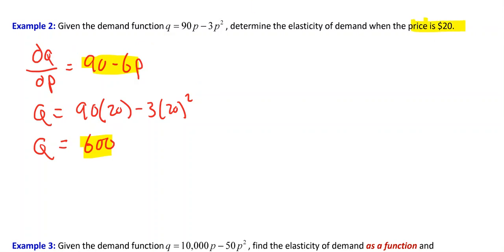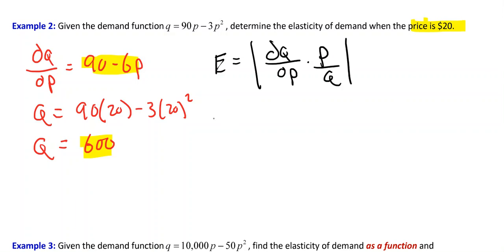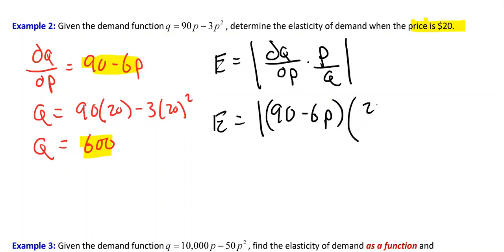So let's put it together in our elasticity formula. Elasticity is the absolute value of dq/dp times p over q. So elasticity is the absolute value of 90 minus 6p, I'll put that in parentheses, times p over q, which is 20 over 600. Now there's a little catch here, is that this formula still has a p in it. So no problem. We just substitute 20 in for that value. Just plug 20 in there.